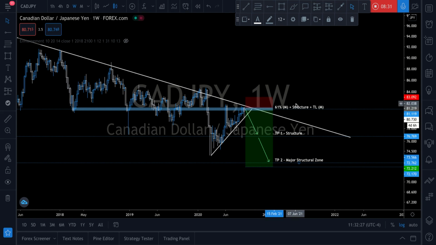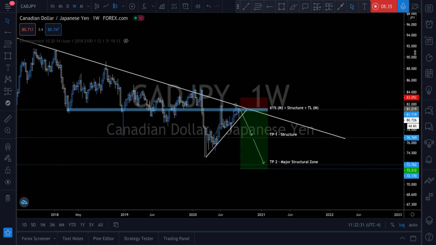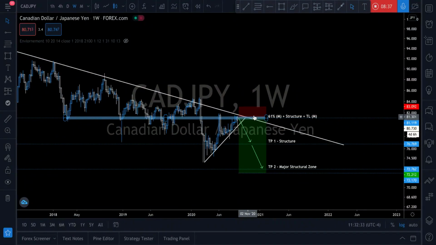And yeah, that's it. So this is CAD, Japanese yen, Canadian dollar, Japanese yen. So we have three pieces of confluence right now. We're just going to be waiting for validation on this setup. So three things need to happen. We need to break this descending trend line, this counter trend. We need to respect this descending trend line. And then we also need to respect this area of structure as resistance.